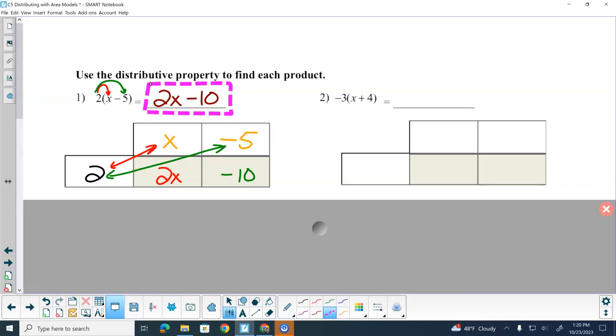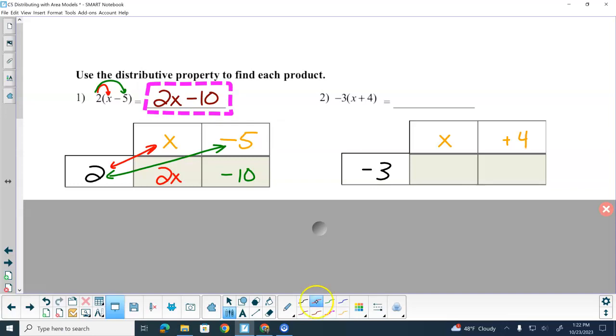Okay. You try number 2 and stop when you get done with number 2. All right, so what's my outside number in this box right here? For everybody, what's the number that goes in this box? -3. First box for the inside, x. Second box for the inside, +4. Helps to write that along too. Bring that symbol along with it too.